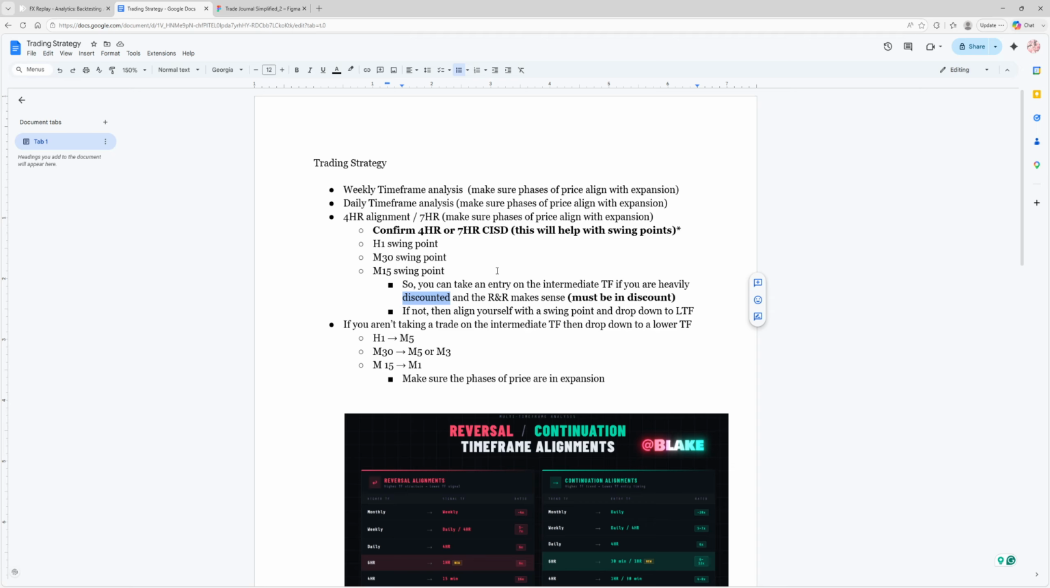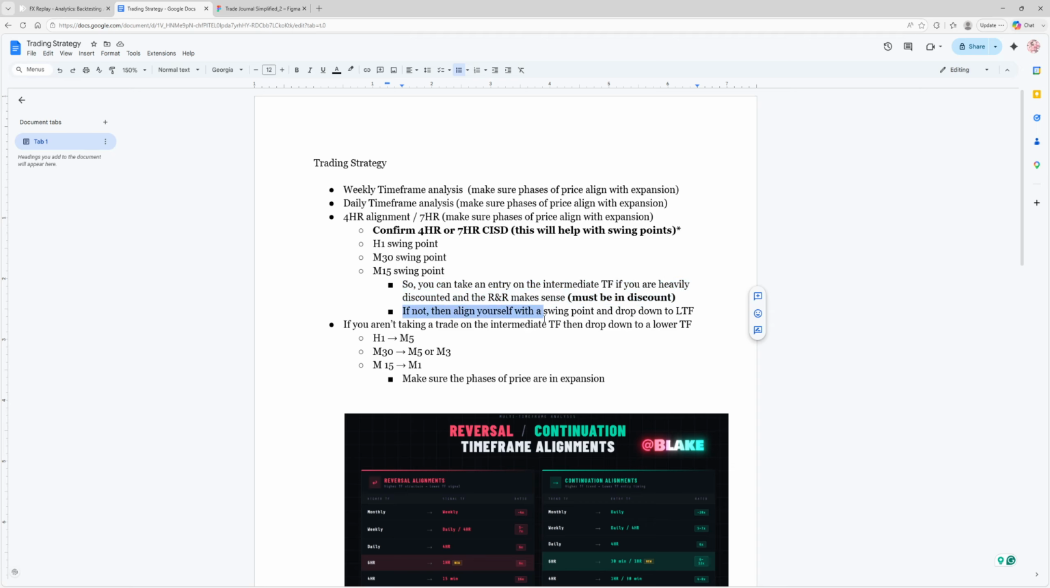Because would you rather go down to a smaller time frame and get stopped out at a loss because price was choppy on the lower time frames, or would you rather just take it on an intermediate time frame, have your stop at a nice protected level, still be able to get to 1.5R or 2R, and it's just a lot less stress? I think that makes a lot more sense, especially if you're a trader that's growing and trying to build your way up, right? So yeah, if we are heavily discounted and the R&R makes sense, then I will take an intermediate entry.